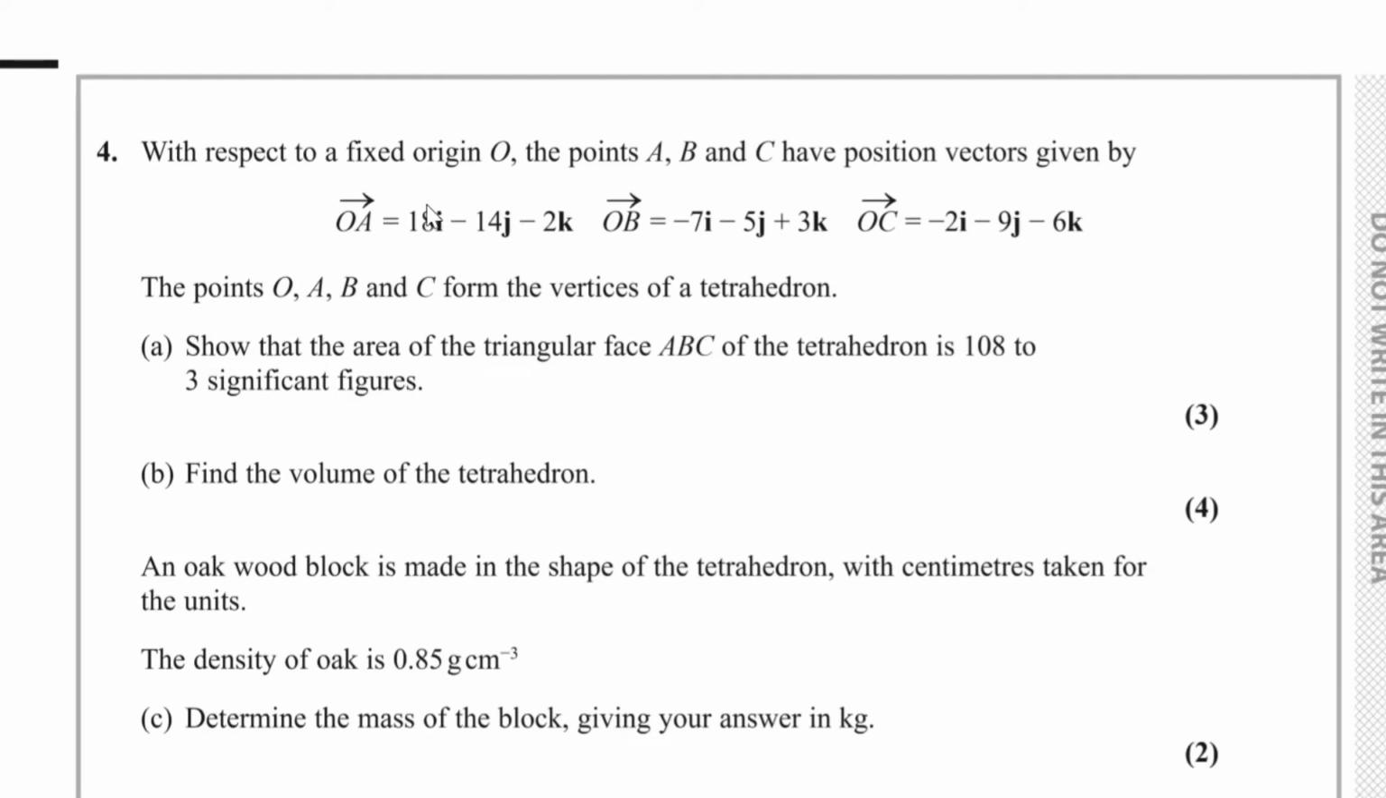Question number 4. With respect to a fixed origin O, the points A, B and C have position vectors given by OA equals 18i minus 14j minus 2k, OB is equal to minus 7i minus 5j plus 3k, and OC is equal to minus 2i minus 9j minus 6k. The points O, A, B and C form the vertices of a tetrahedron. For part A, we have to show that the area of the triangular face ABC of the tetrahedron is 108 to 3 significant figures.